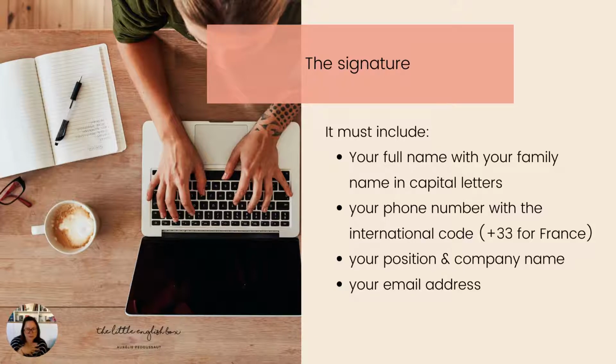And it's the same for you when you receive an email from a Chinese person, for example. You don't know which one is the family name or the first name. So when you answer the email, it's kind of important. So I recommend you to have your first name in small letters and the rest in capital. Your phone number with international code. This is also very important. You need to put +33 or 0033 to make sure that the person can contact you. Your position in the company and the company name, and then your email address.